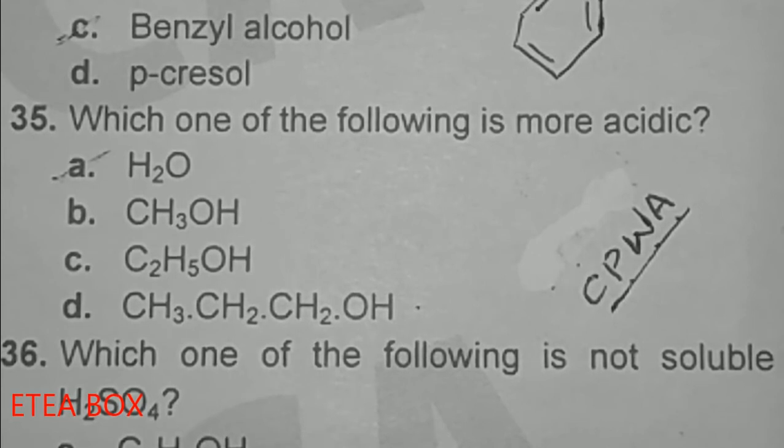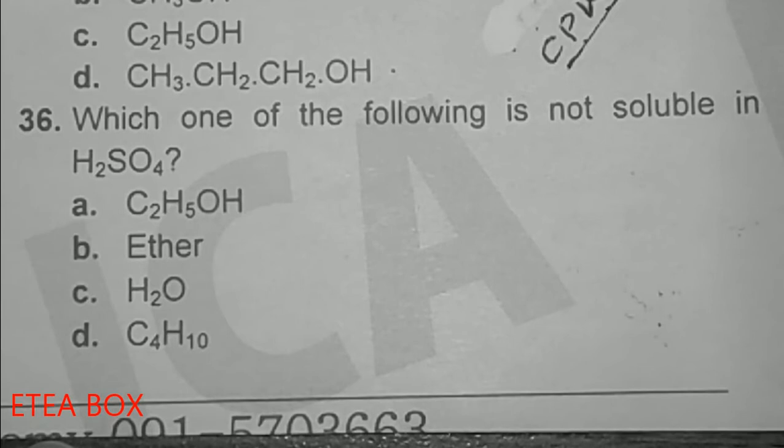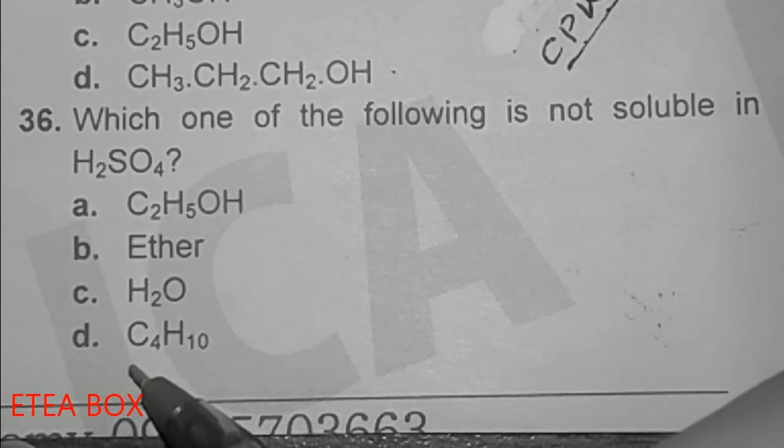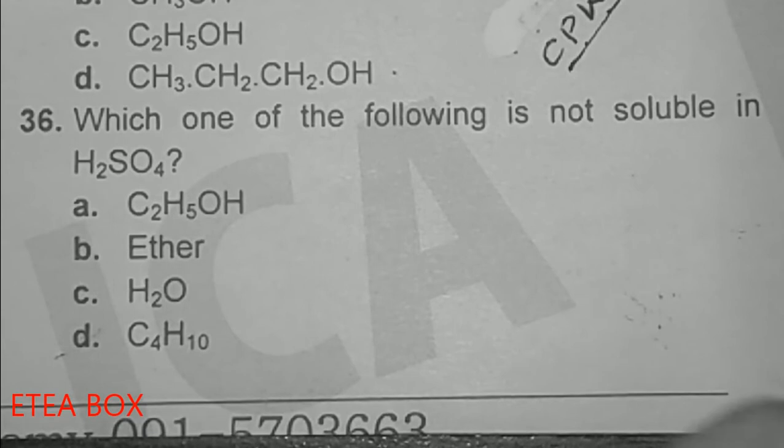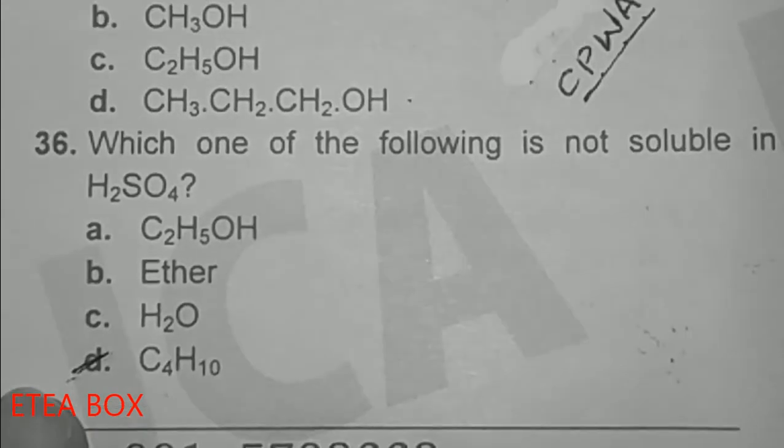And I told you in the previous MCQ that the reason for the low acidity of alcohol is the alkyl group. Which one of the following is not soluble in H2SO4? Here option D is alkane. This one is not soluble in H2SO4, because they are paraffins and saturated, that's why they are not soluble in H2SO4.